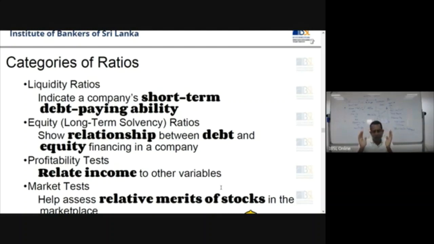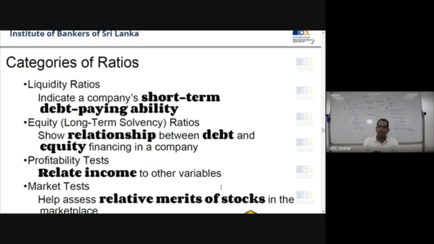So when we are talking about liquidity, how liquid? Do you have cash? You may have fixed assets, machinery, buildings, but if you don't have cash to run the business, you have a problem. So in order to look at that, you look at liquidity ratios. Then we have solvency, long-term ratios. It deals with the relationship between equity capital and debt capital, the ability to finance equity capital and debt capital.